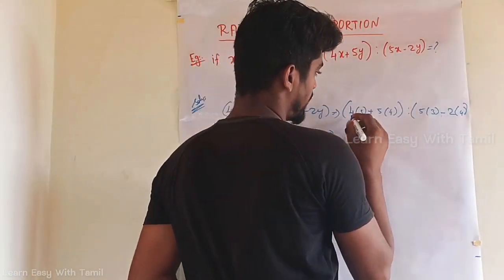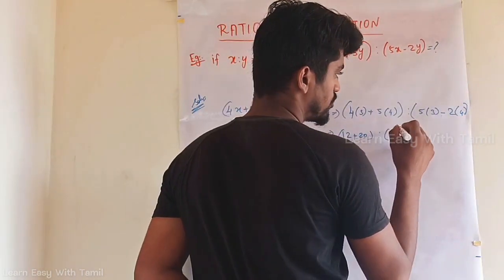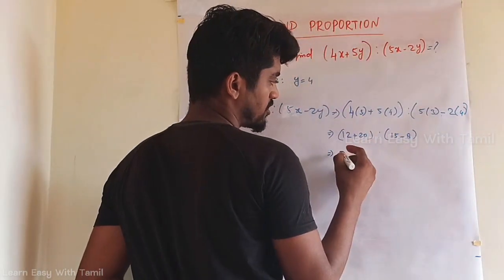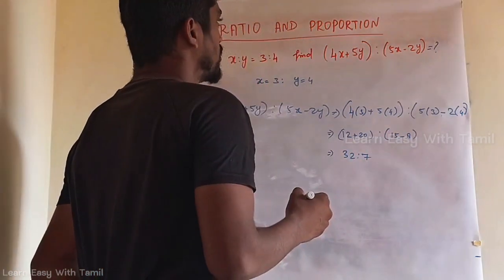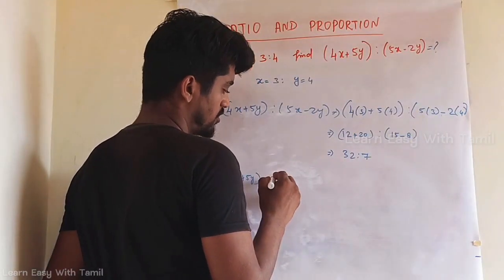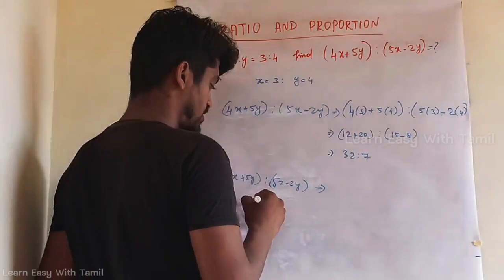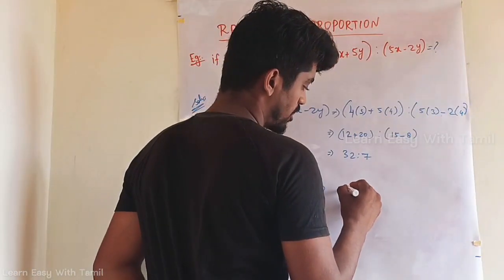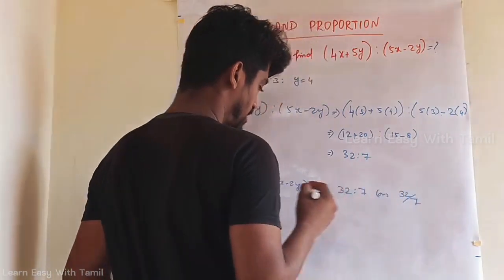So we can simplify. 4 3s are 12 plus 20 is to 5 3s are 15 minus 2 4s are 8. So 20 plus 12, 32 is to 7. So 4x plus 5y is to 5x minus 2y, when x is equal to 3 and y is equal to 4, the value becomes 32 is to 7, or we may write 32 divided by 7.